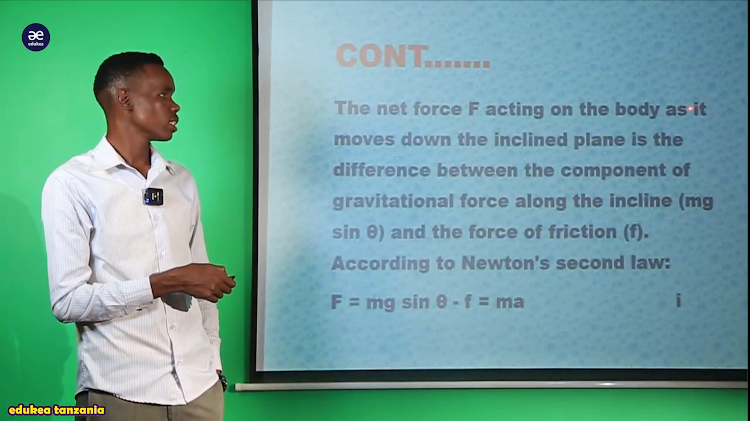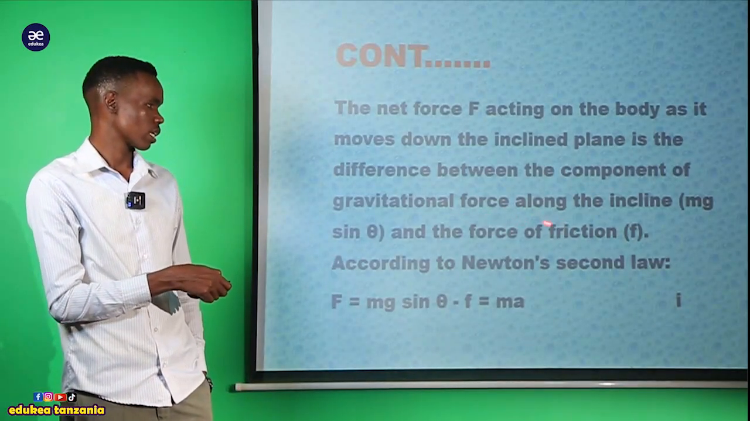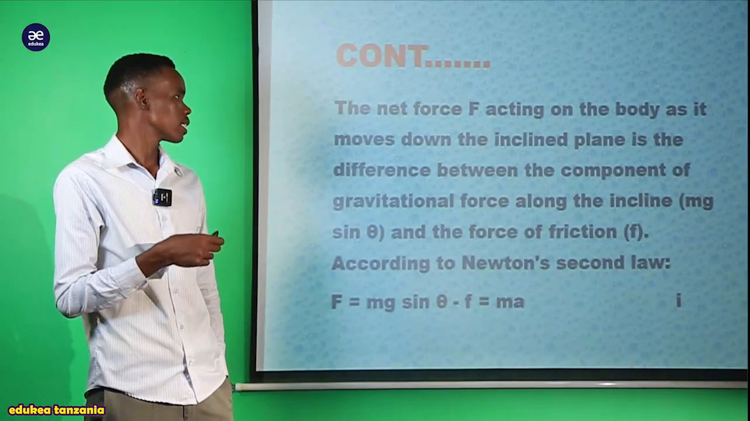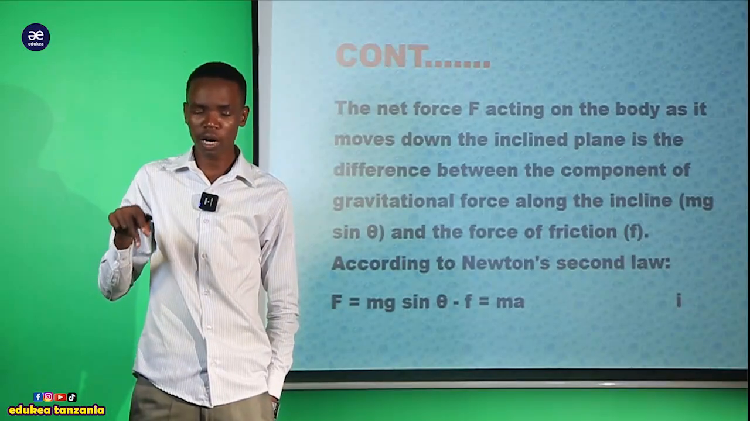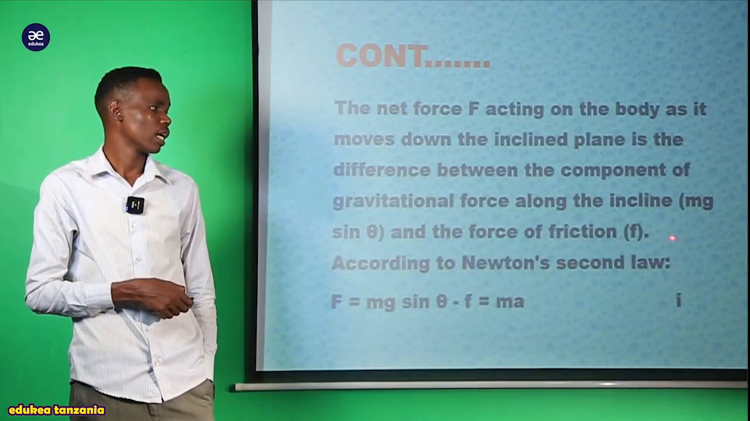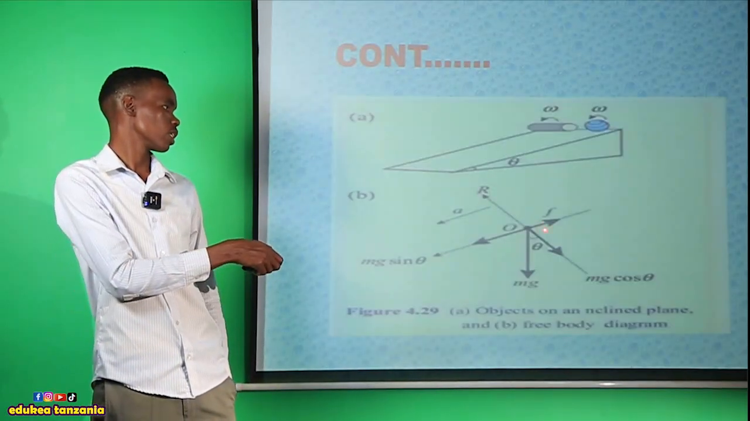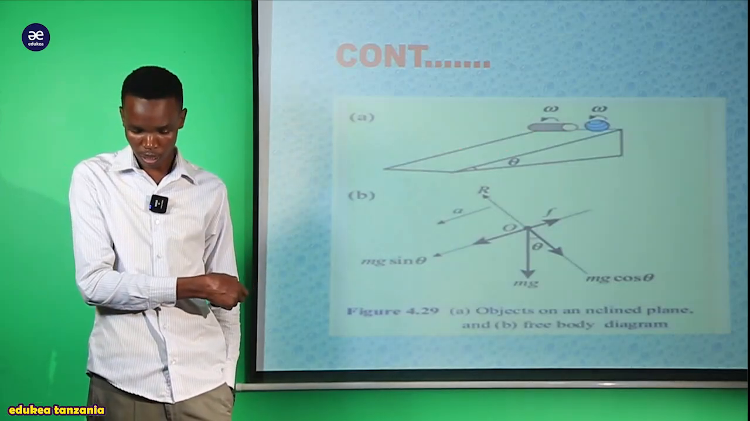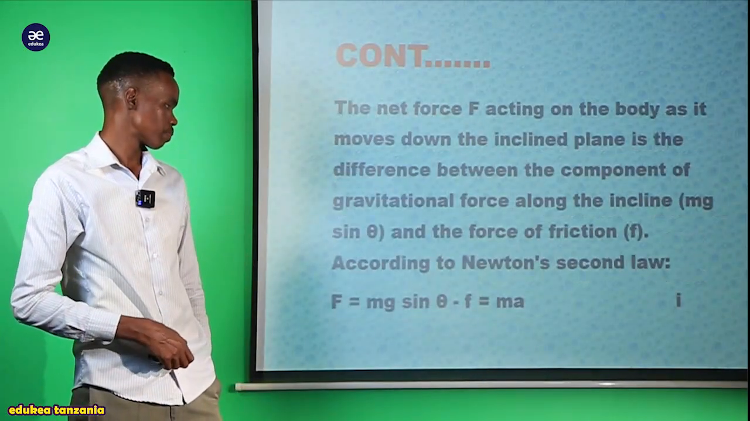So the net force acting on the body as it moves down the inclined plane is the difference between the two components of the gravitational force. The net force acting on the body as it moves downward will be equal to the gravitational force acting along the inclined plane, which is equal to mg sin theta. Here we are talking about the downward forces. This force that makes the body slide or roll on an inclined plane will be equal to mg sin theta.